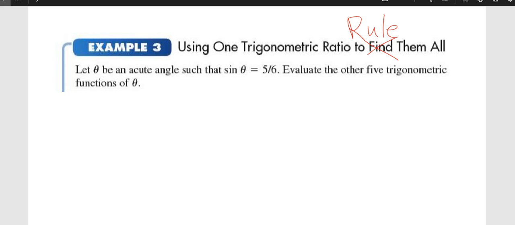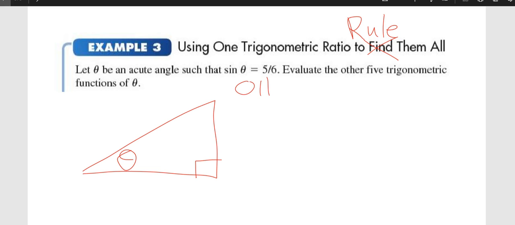Let theta be an acute angle such that sine of theta is 5/6. Okay, so we've got a right triangle, and we've got theta down there in the corner. We are told that one of the sides of this triangle is 5 and one of them is 6. Which one of the triangle sides is a 5? Opposite, hypotenuse, right? So the opposite side would be 5 and the hypotenuse would be 6. That's the only way you get a sine to be 5/6.